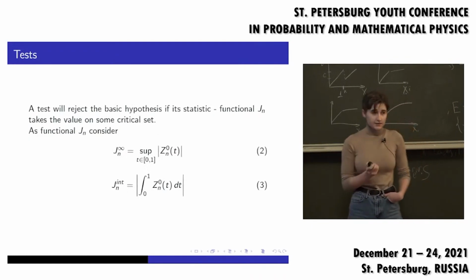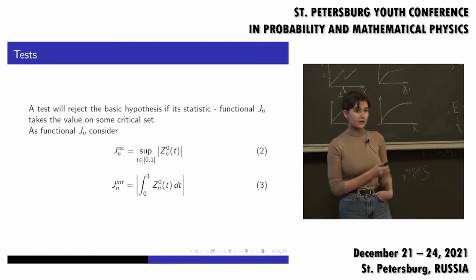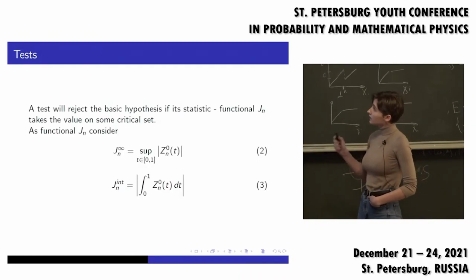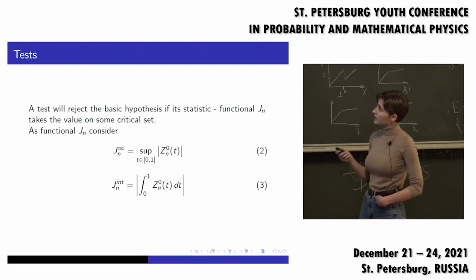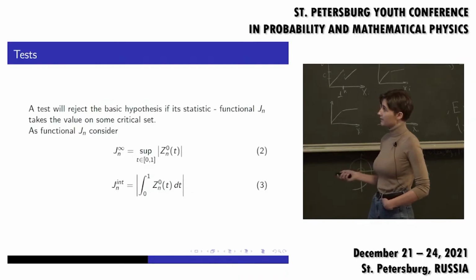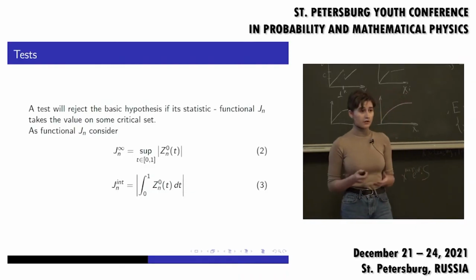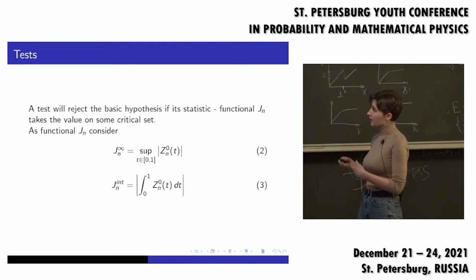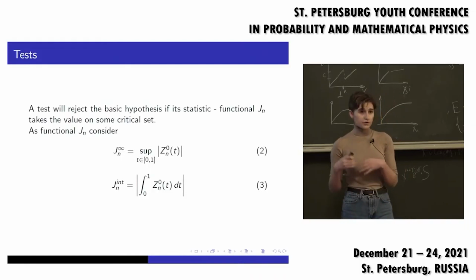And tests. Our test will reject the basic hypothesis if its statistic functional Jn takes a value in some critical set. And as functional Jn, we consider these two, Jn infinity and Jn int. I will call them supremum functional and integral functional.